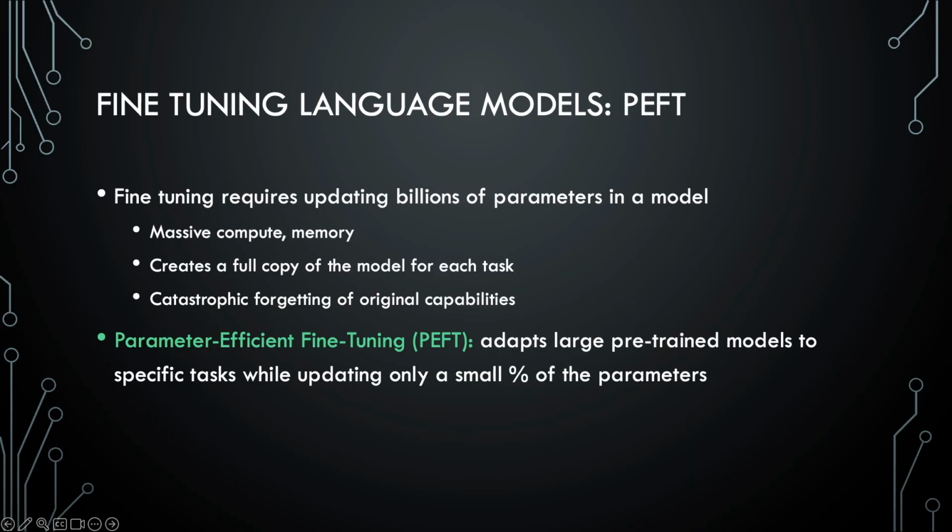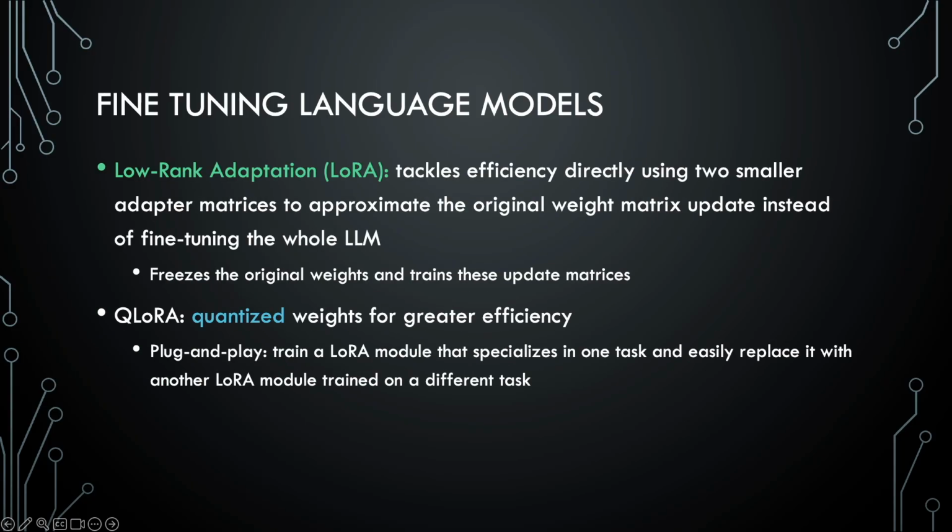Traditional fine-tuning updates billions of parameters in a model, which requires massive compute and memory. It also requires creating a full copy of the model for each task we are optimizing for. There are other risks with fine-tuning, including catastrophic forgetting of the original capabilities. One technique for fine-tuning that addresses these problems is parameter-efficient fine-tuning, or PEFT. PEFT refers to techniques that adapt large pre-trained models to specific tasks while updating only a small fraction of the parameters. Low-rank adaptation, or LoRA, is one such method.